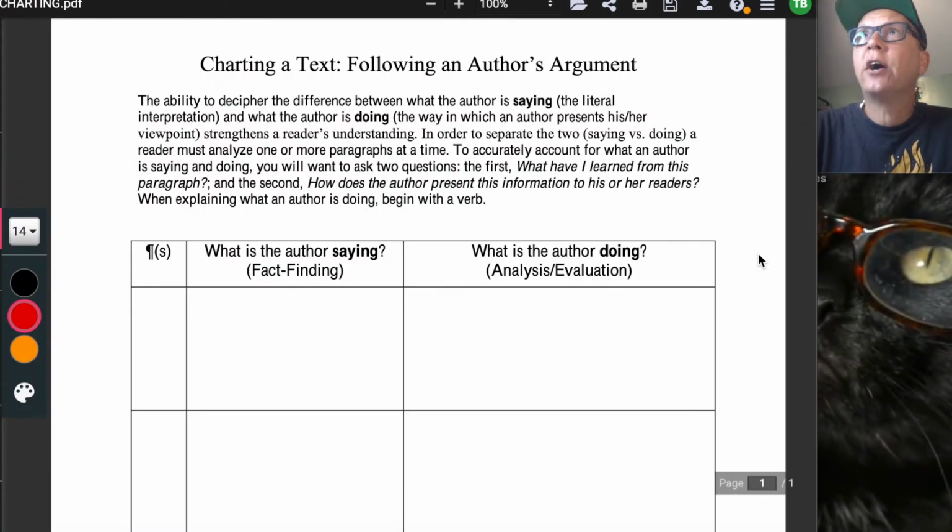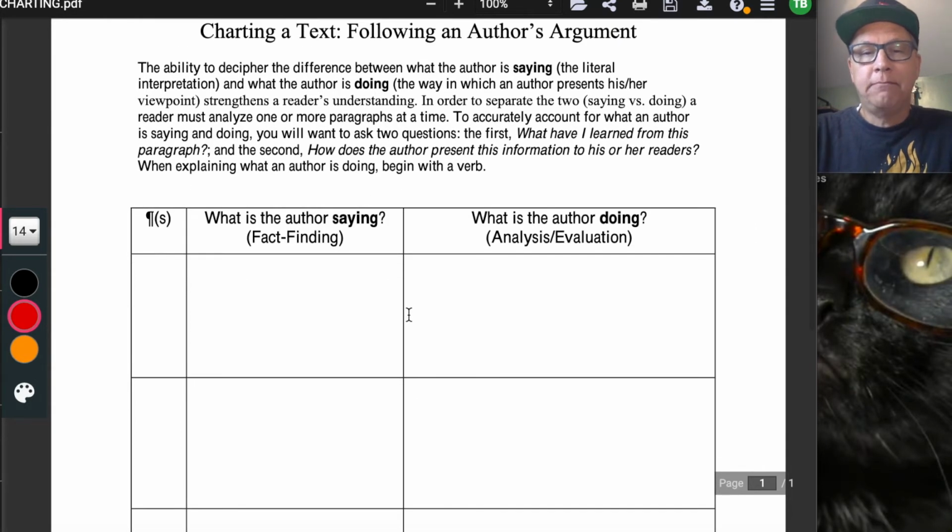All right, so what we're going to be talking about today in this video is charting a text. What I have here is a typical graphic that you would use to chart a text. Let's just quickly talk through the features.